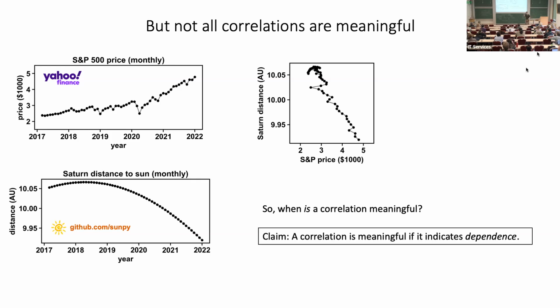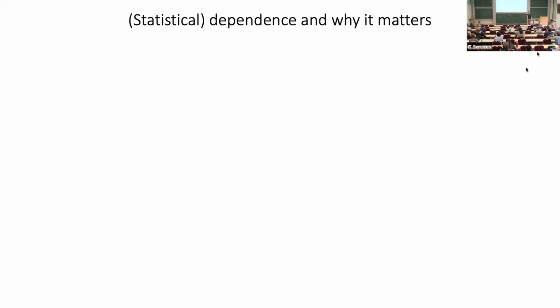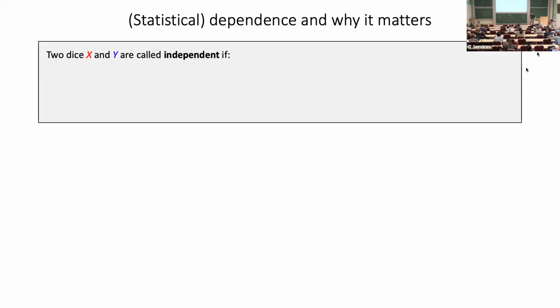I claim a correlation is meaningful when it indicates dependence. So what is dependence and why does it matter? Throughout this talk, we're going to start with the simple case, and then we're going to ramp up in complexity to try to get everyone on board. So simple first. Two dice, X and Y, are called independent if the chance that I roll a 5 in X and a 2 in Y is the same as the product of the chance that I roll a 5 in X and the chance that I roll a 2 in Y.